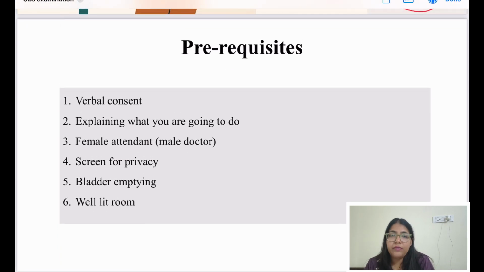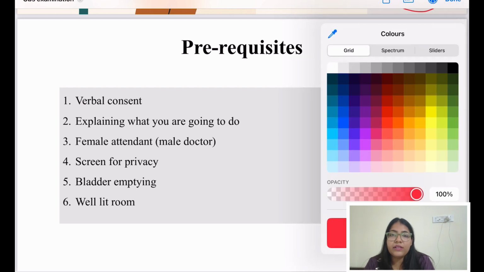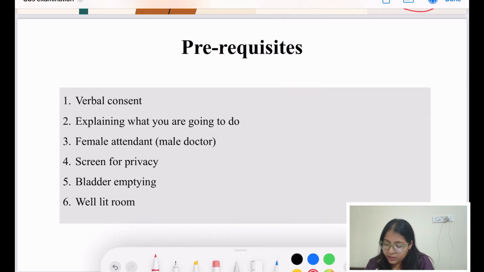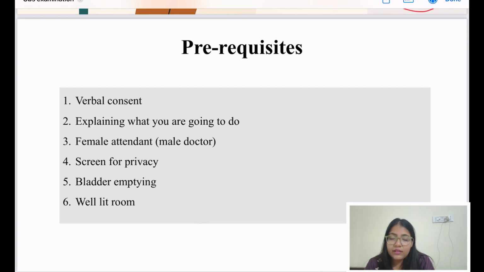There are some prerequisites you should follow when you are going to examine a patient. First is verbal consent, and then explaining to the patient what you are going to do. You should explain that you are going to do her physical examination, or perform per abdomen or local examination. Only after the patient allows you to do so can you proceed with your examination. If you are a male doctor, you should always have a female attendant or your female colleague along with you during the examination.